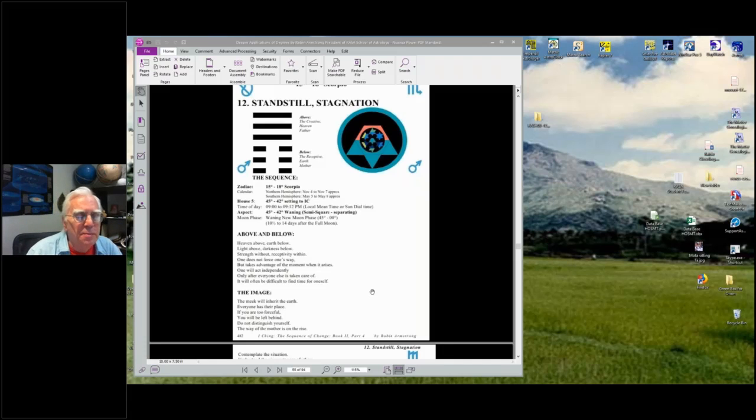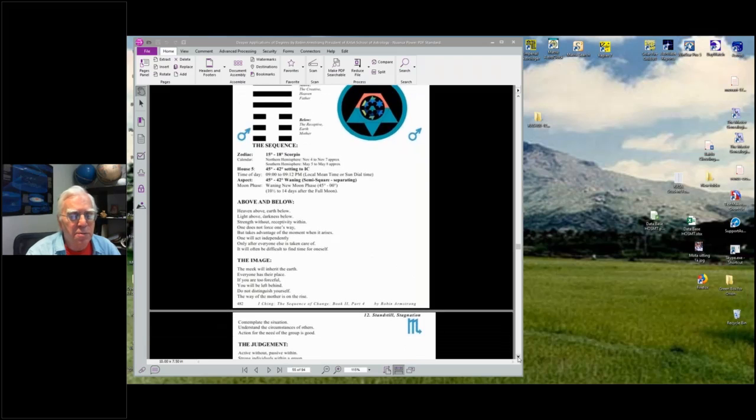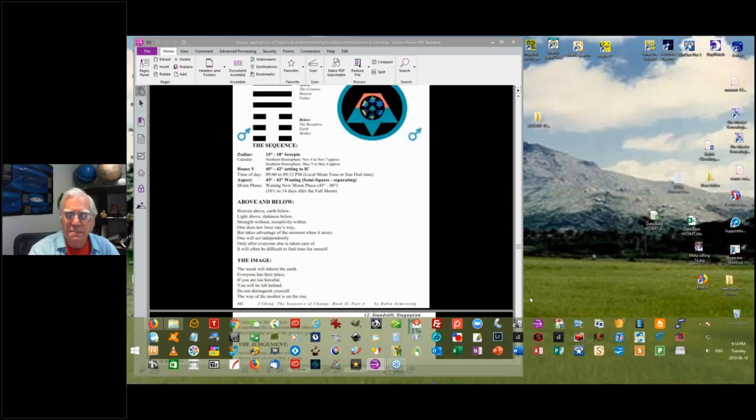The image: the meek will inherit the earth. Everyone has their place. If you are too forceful, you will be left behind. Do not distinguish yourself. The way of the mother is on the rise. Contemplate the situation, understand the circumstances of others. Action for the needs of the group is needed. This is the increasing Night force, the increasing responsibility of this.